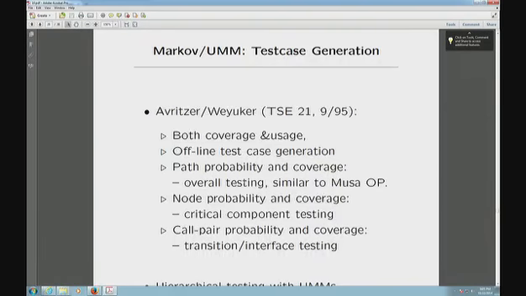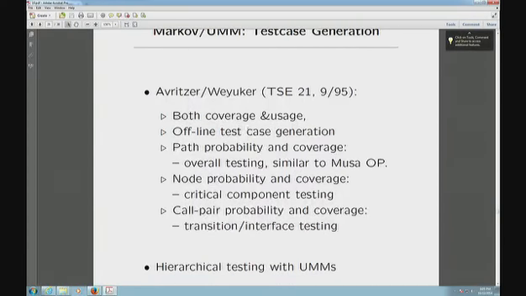They essentially say, given a Markov chain, what I do is three kinds of coverage. Okay, and this coverage is actually based on the probability. So they do offline test case generation, and then they decide what to use, and they have three coverages. One is the probable path coverage. One is the node coverage. Okay, and one is the call pair coverage.